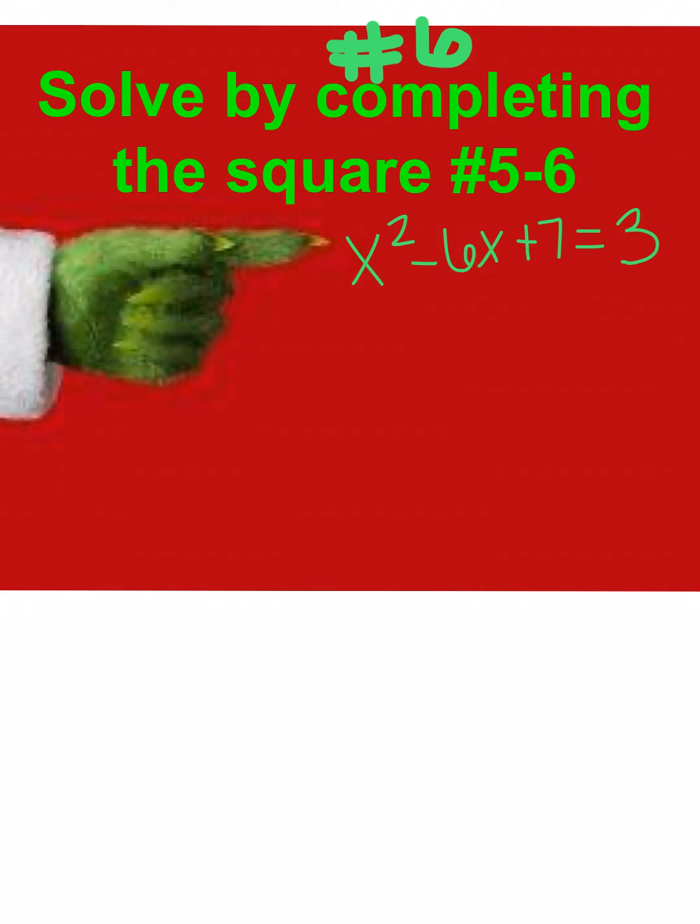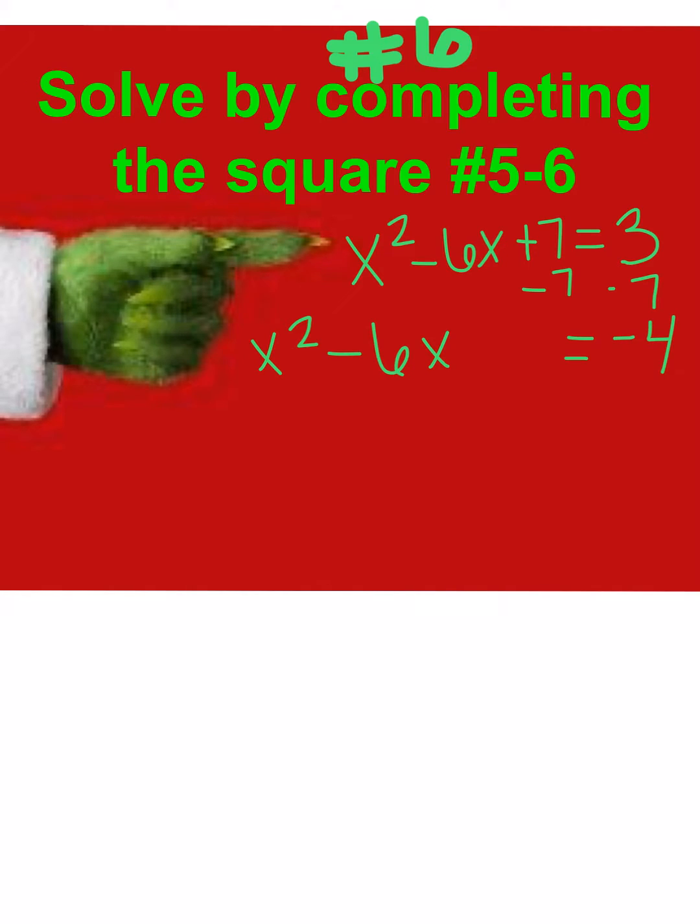All right, so number 6 is asking us to complete the square. So we need to move the c term over to the right-hand side. So we're going to subtract the 7 over. So that's going to give us x squared minus 6x. I'm going to leave a place so I can complete the square. And then negative 7 and a positive 3 give me negative 4.